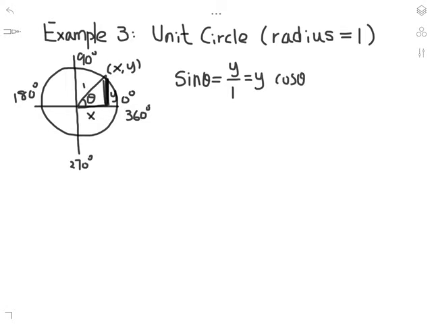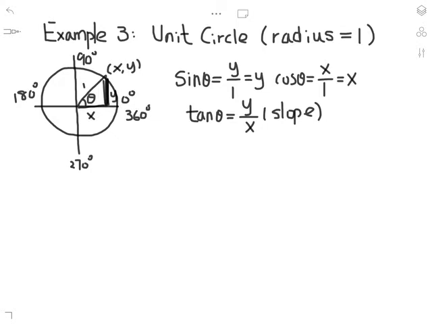Cosine theta is adjacent over hypotenuse. And how about tangent theta? Tangent theta is opposite over adjacent. Hopefully by now you will notice that y over x is what? Slope. So this is actually the slope we're talking about. Tangent theta is just the slope.